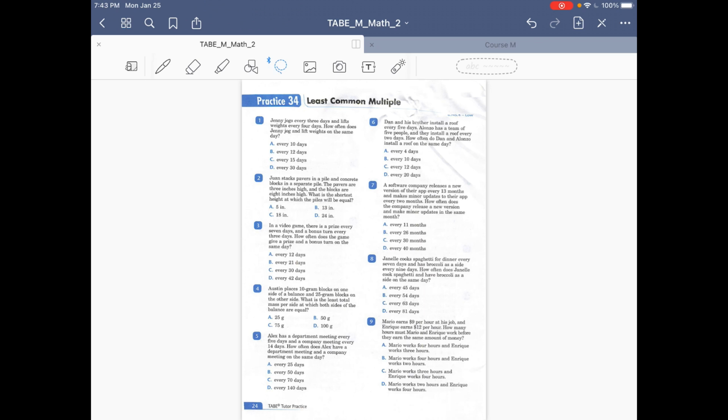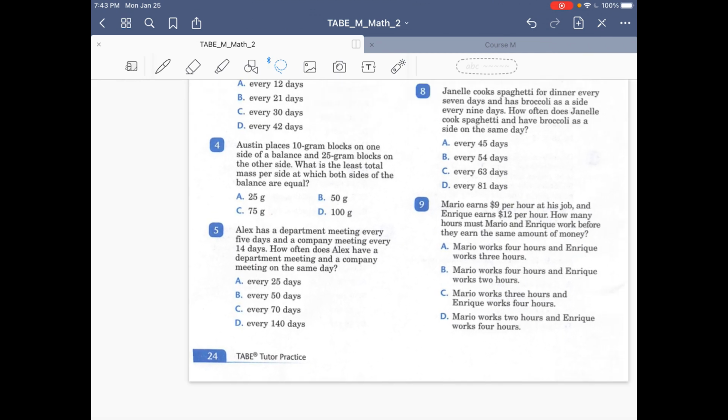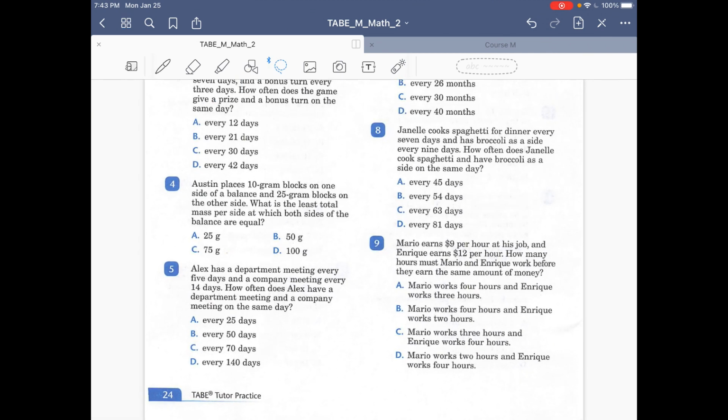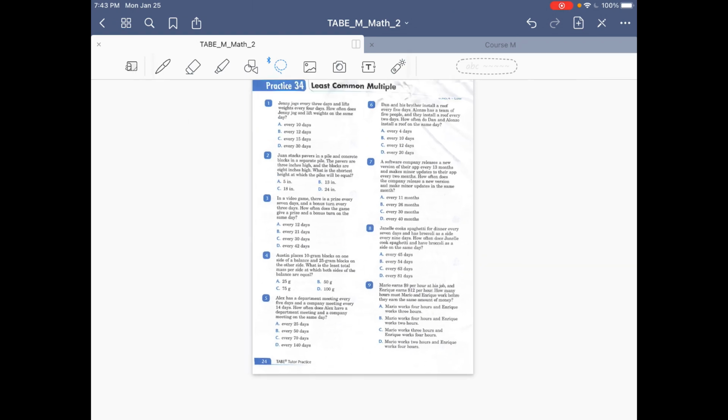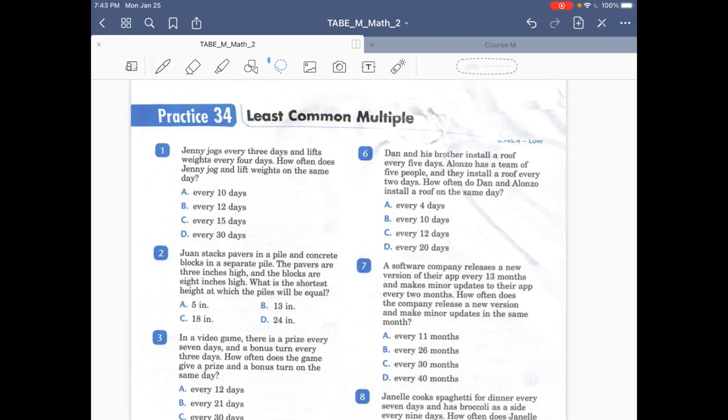In this video, we're looking at practice 34 in the workbook. This is on page 24 of your TABE Tutor Practice workbook. And this one is dealing with the least common multiple.